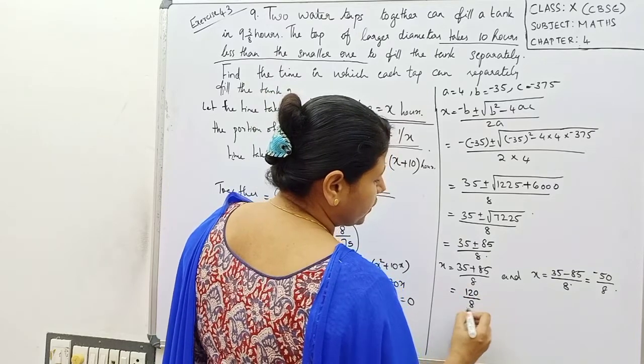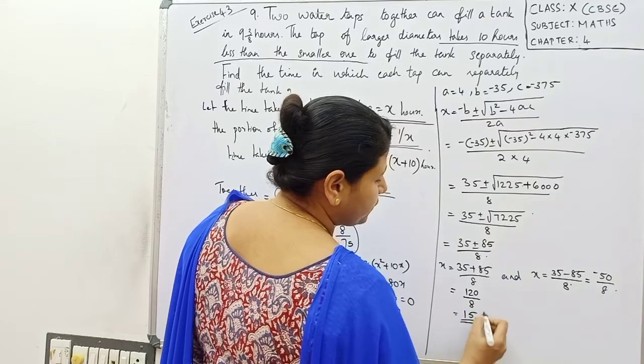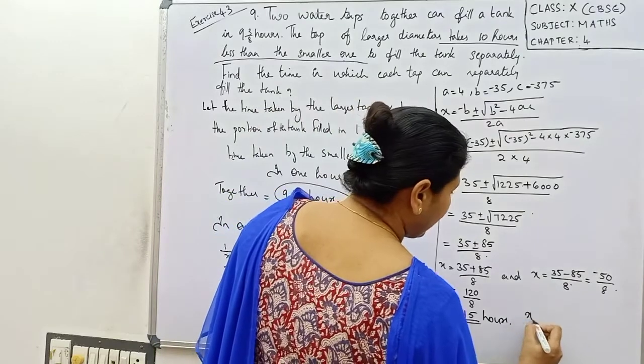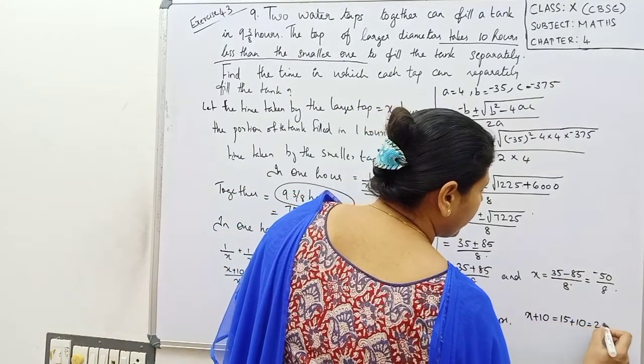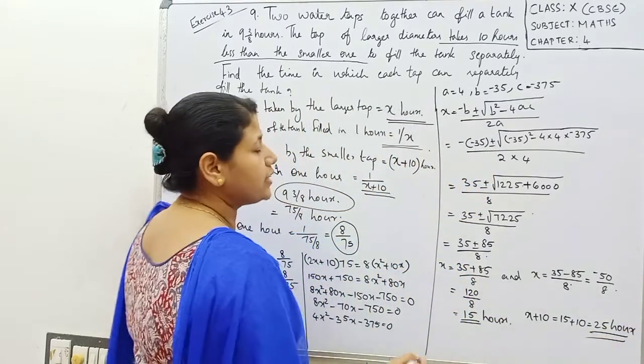120 by 8, which is equal to 15. X equal to 15 hours. We got x as 15 hours. And what about x plus 10? X plus 10 is 15 plus 10, that is 25 hours. So our answers are 15 hours and 25 hours.